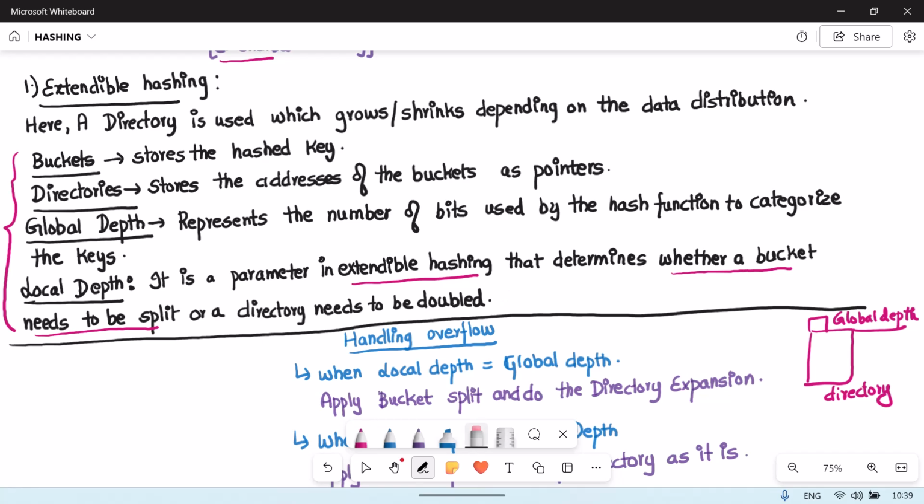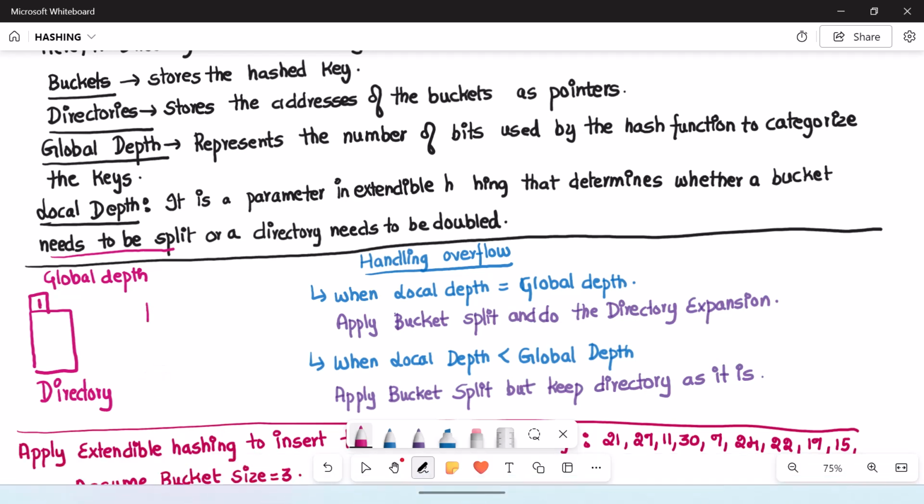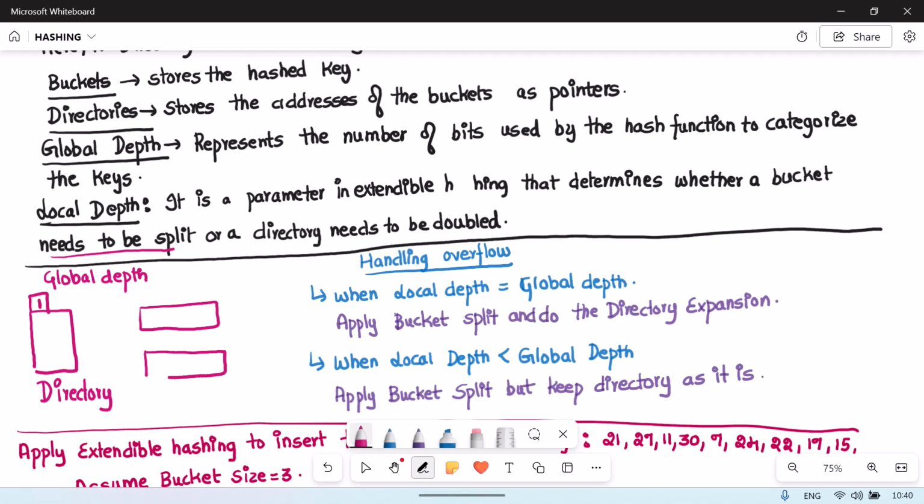Before I go to the example, suppose there is a directory, and I told you there is one term associated with the directory called global depth. Let's say the global depth is 1. These are integer values. And you have buckets also. Let's say I'm having two buckets. This is bucket 1. This is bucket 2.